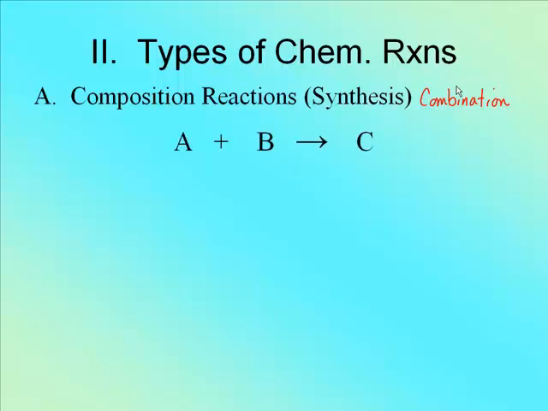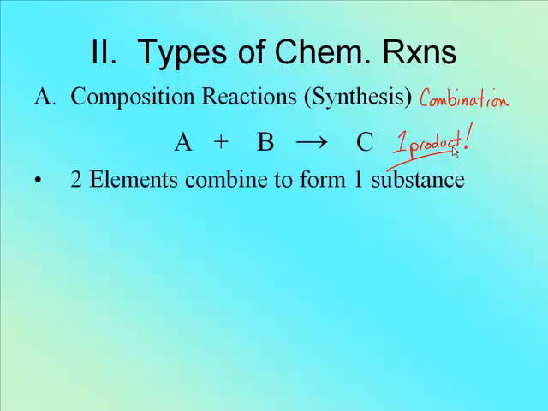All composition reactions take on the generic form of A plus B yields C. Notice one product. Extremely important. One product is being created. Now, typically, when you're talking about a synthesis reaction, in like 90% of the situations, you are talking about two elements combined to form one product.